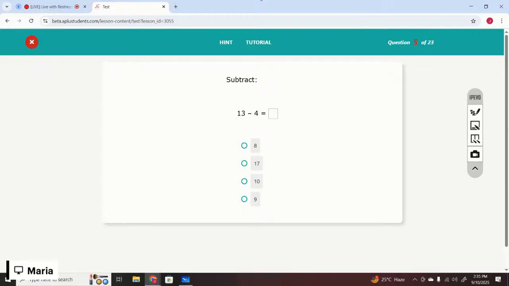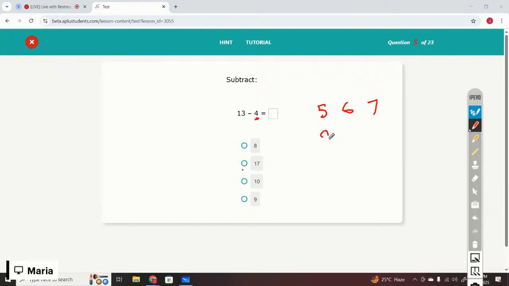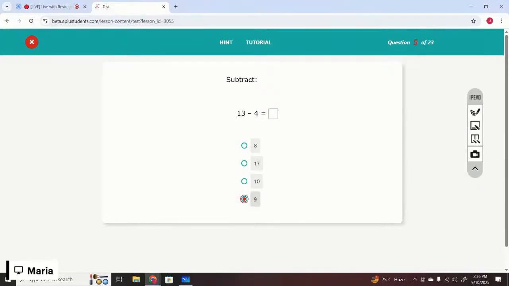Thirteen take away 4 is: just count back 4 digits. Another way is you can start with the smaller number and count up to the greater one. 4, 5, 6, 7, 8, 9, 10, 11, 12, and 13. 13 take away 4 is 9. Option number 4 is the correct option.